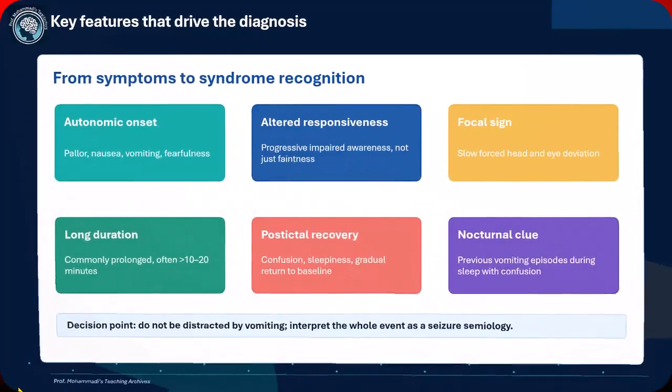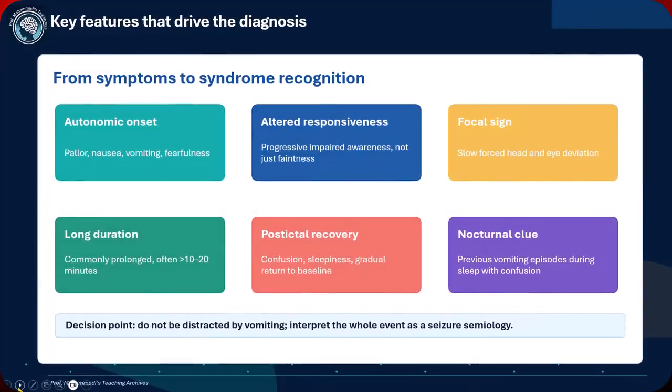The diagnostic reasoning begins by organizing the symptoms into a meaningful clinical pattern. The earliest signs are autonomic: pallor, nausea, vomiting, and fearfulness. These are followed by impaired awareness, which is more than simple faintness or tiredness. The slow forced deviation of the head and eyes provides a focal sign, and the prolonged duration with postictal confusion and sleepiness strongly supports an epileptic event.